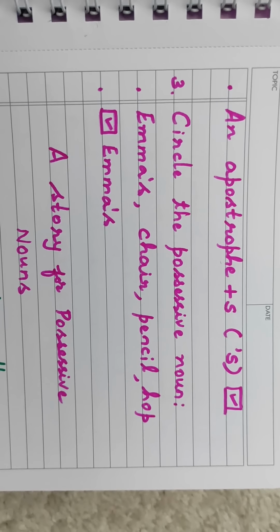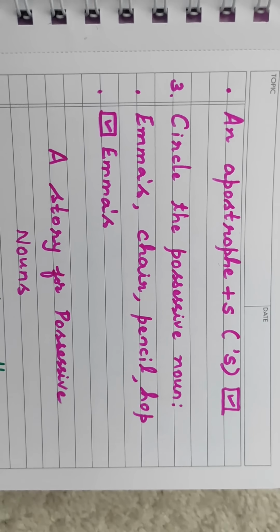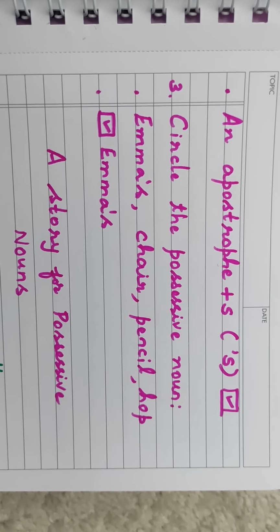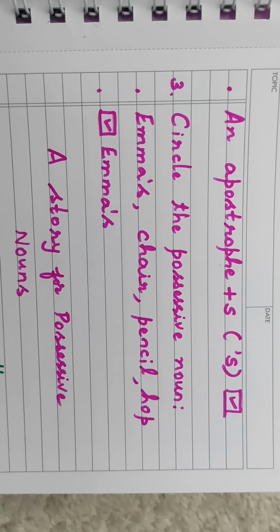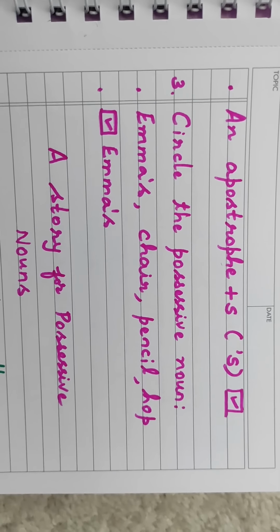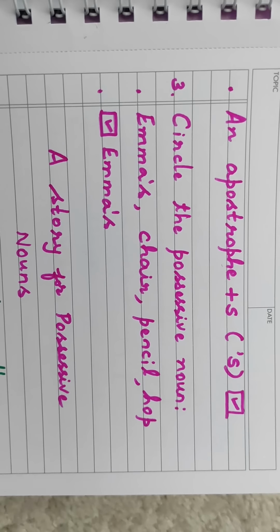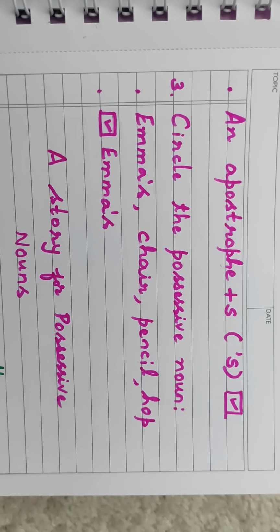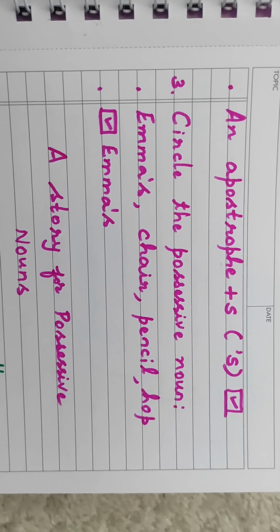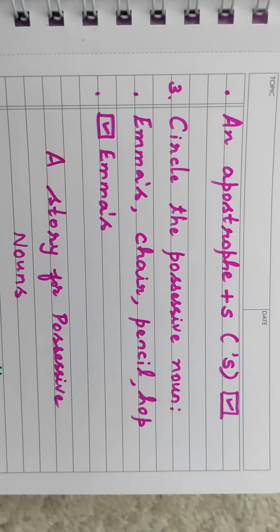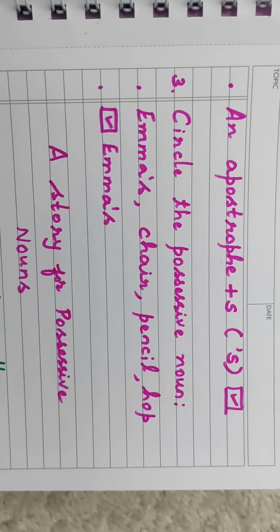Whereas chair, pencil, hop don't have any apostrophe or S with them. So Emma's is the correct possessive noun. Did you understand? Always when you add apostrophe and S, that shows a possessive noun.